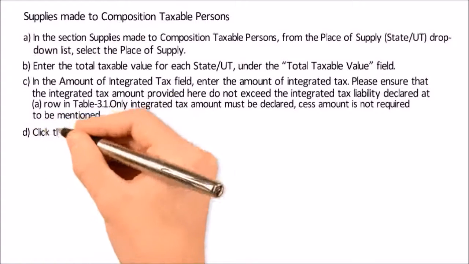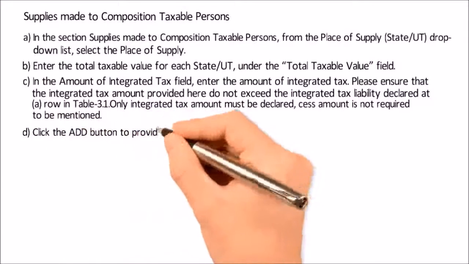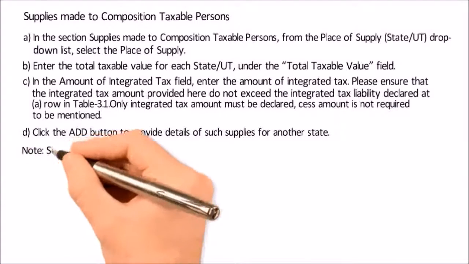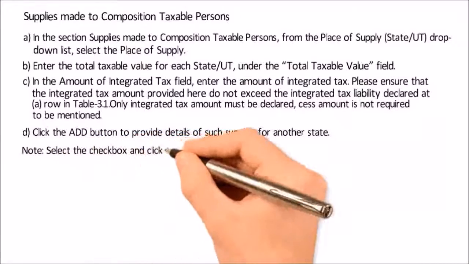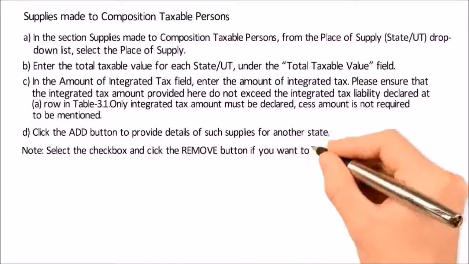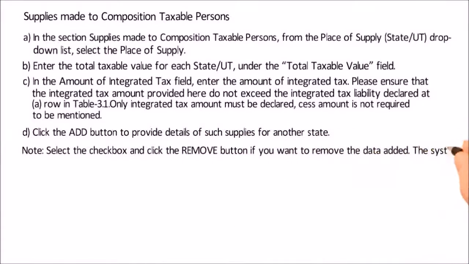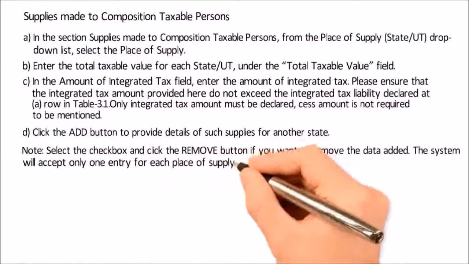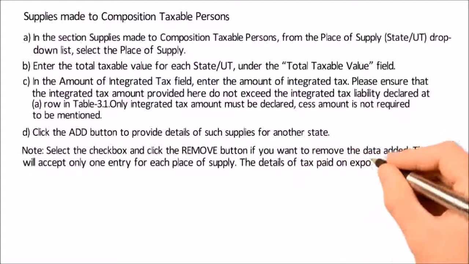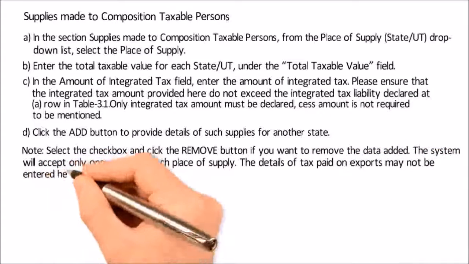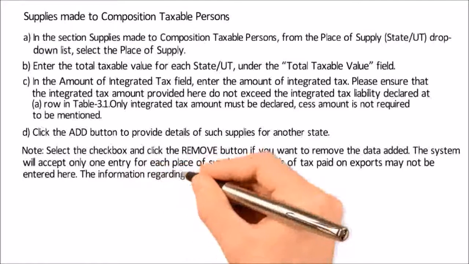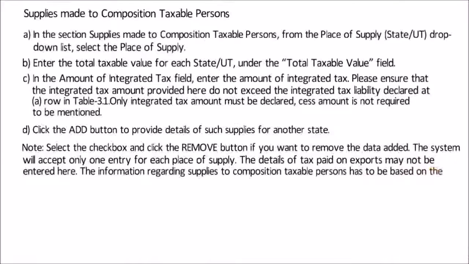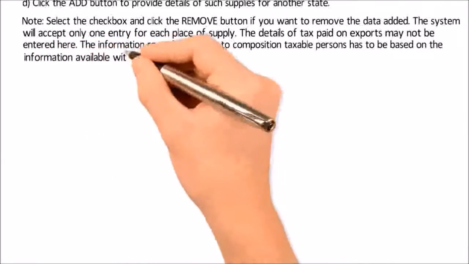D. Click the Add button to provide details of such supplies for another state. Note: select the checkbox and click the Remove button if you want to remove the data added. The system will accept only one entry for each place of supply. The details of tax paid on exports may not be entered here. The information regarding supplies to composition taxable persons has to be based on the information available with the taxpayer.